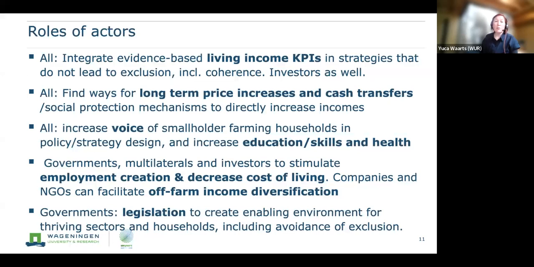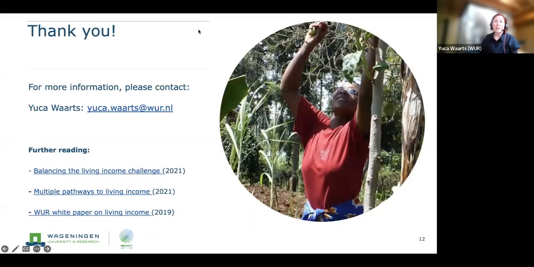And there's also a role for governments and multilaterals to really find ways for households to earn income from other sources than farming and decrease the cost of living. And I think that's in a very small nutshell. Thank you. And I look forward to questions and discussions.